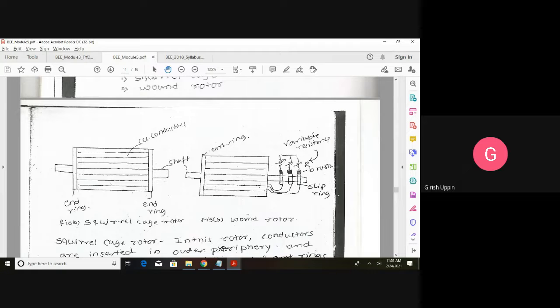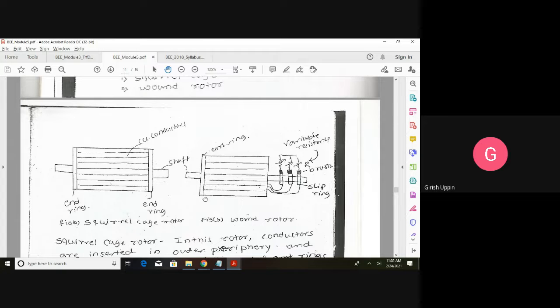Means what? When the rotating magnetic field cuts these conductors, EMF is produced. Because it is a closed loop, a large amount of current will flow, and the current carrying conductors placed in a magnetic field experience a force. That is how this rotor starts rotating. This is called a squirrel cage. If you see here, it looks like a squirrel cage, and this is the wound type of rotor.